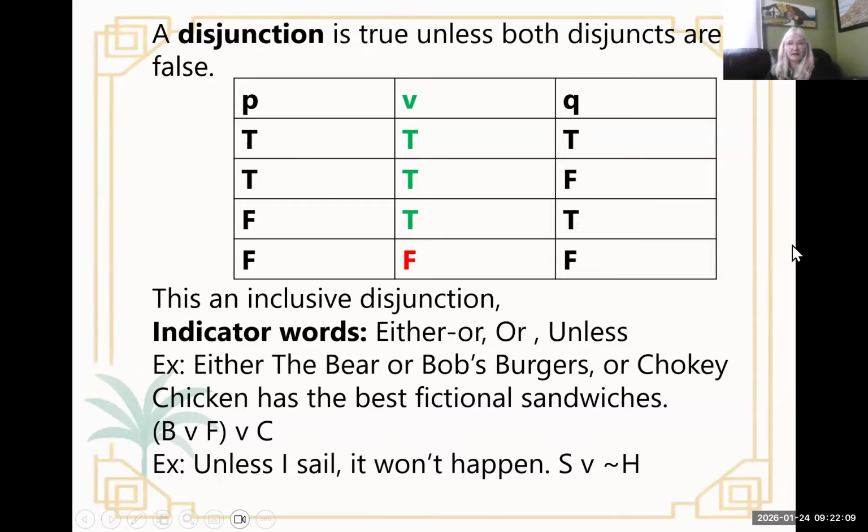Indicator words: there aren't many in English that mean "or". You have "unless" and you have "either...or". So example: either the Bear or Bob's Burgers or Chocky Chicken has the best fictional sandwiches. So parentheses B or F, parentheses, in parentheses, or C. Unless I sail, it won't happen. So S, V, meaning wedge. This is the symbol for or. Negation, tilde.